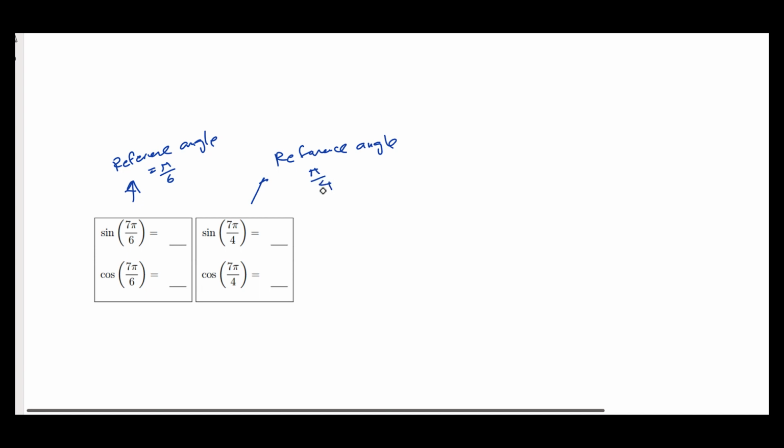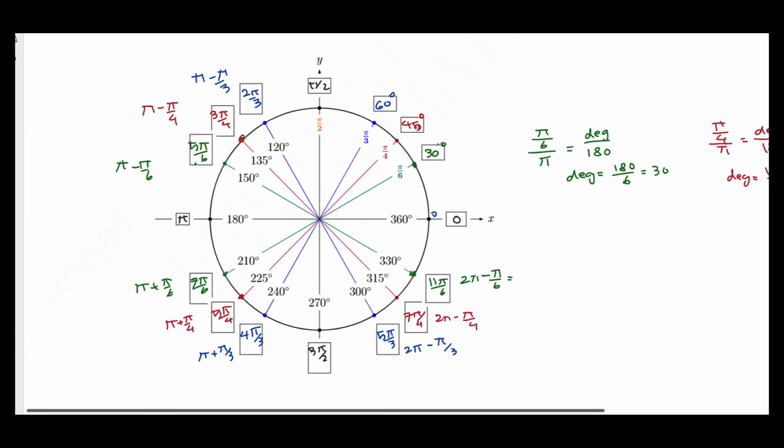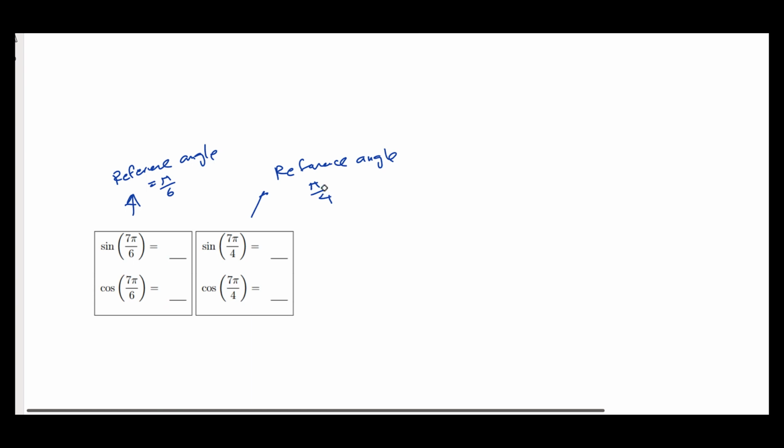Now let's go back to the unit circle. Where do I see 7π/6? That would be the third quadrant. And where do I see 7π/4? That's the fourth quadrant. So let's go back and put that in. The reference angle is π/4, but the quadrant is fourth quadrant. This one is π/6. The quadrant is third.